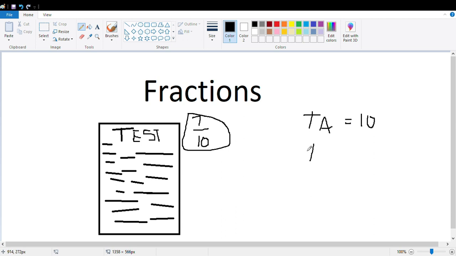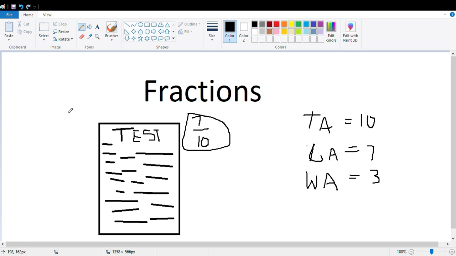Now, the correct answers you got are 7, and the wrong answers which you got are 3, right? 10 minus 7 is 3, right? So now, since we understood that, let's say that every fraction is a test, okay?